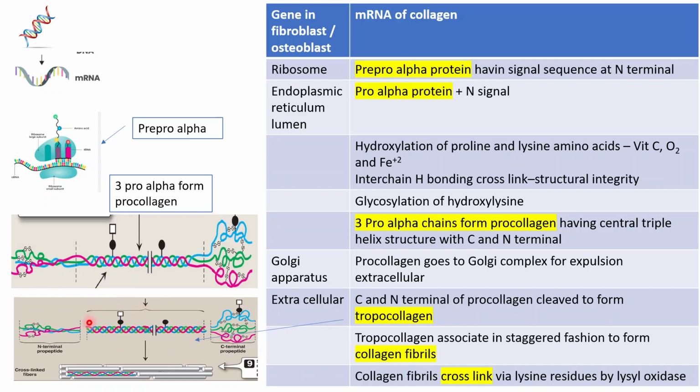Now this tropocollagen is arranged in a staggered fashion and forms collagen fibrils. These collagen fibrils form cross-links with lysine residues with the help of lysyl oxidase, and this also gives very strong structural integrity to collagen. So this is how collagen is synthesized, right from the gene, in the osteoblast or fibroblast, to the formation of a staggered appearance extracellularly.